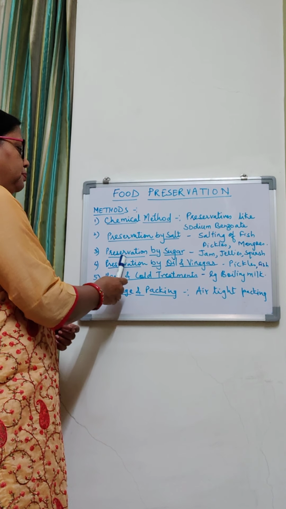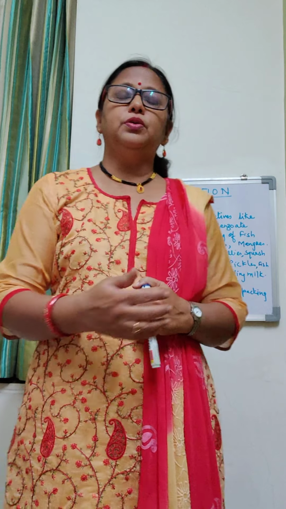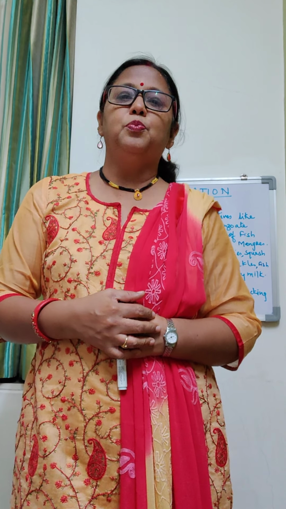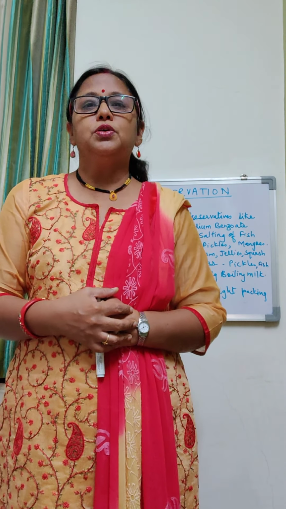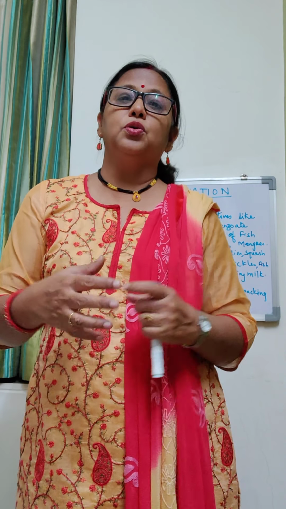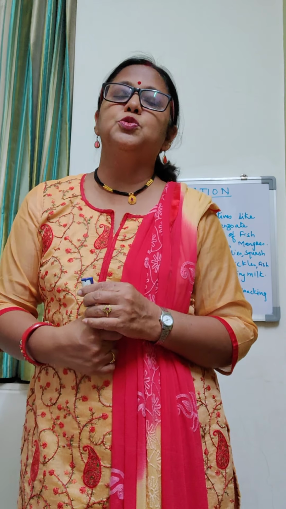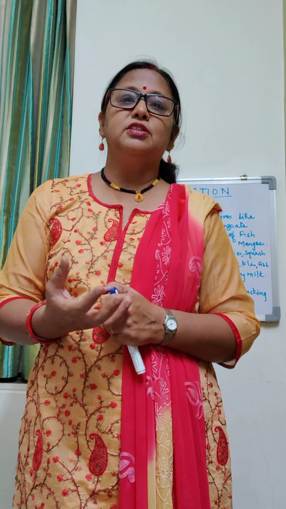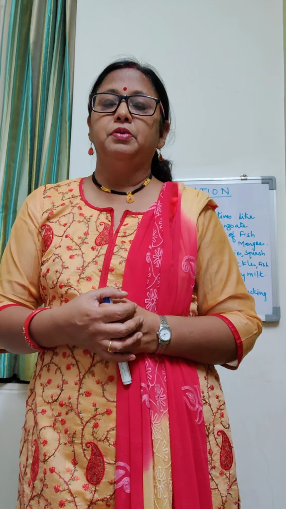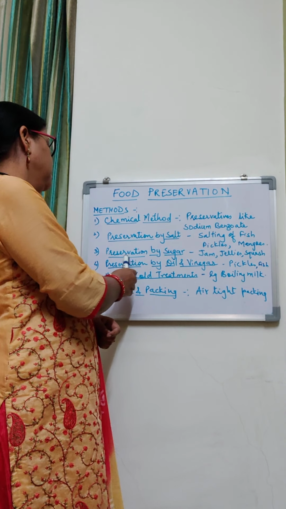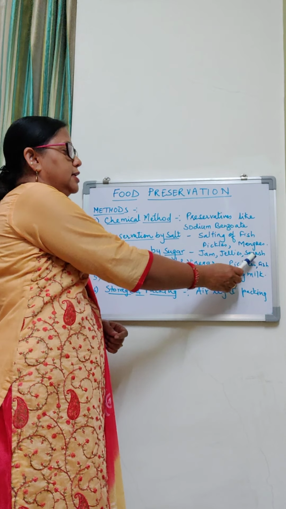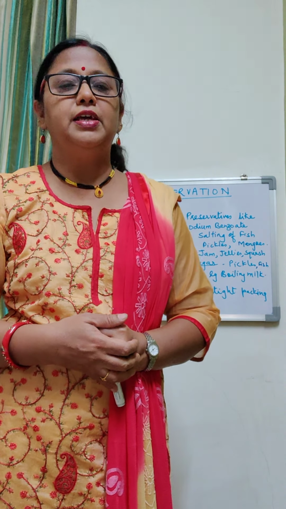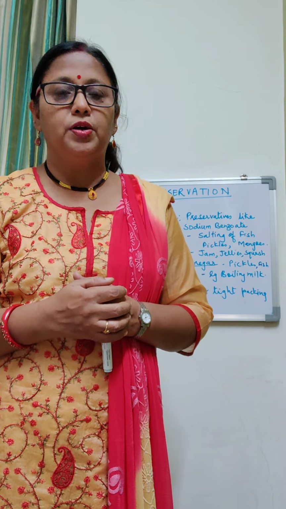Then the next method is preservation by sugar. You know that we can preserve certain jams, jellies, murabba, etc. with the help of a large quantity of sugar. Sugar also inhibits the growth of microbes. Microorganisms do not attack materials like jams because of the presence of sugar in them. So this is preservation by adding sugar. Jam, jellies and squash are examples of food materials which we can preserve by adding a large quantity of sugar.